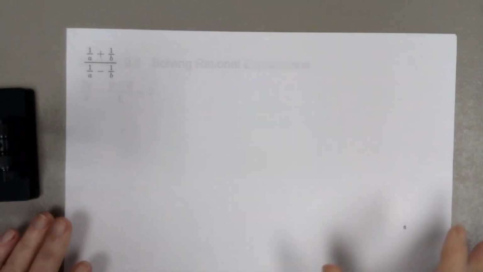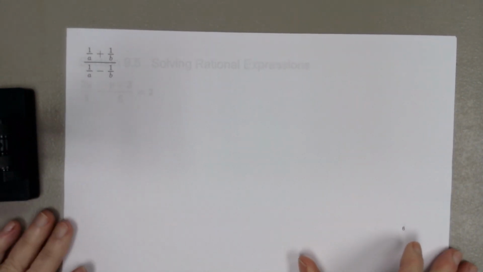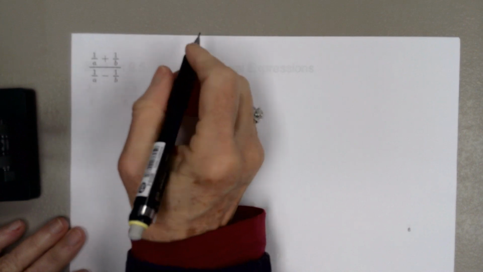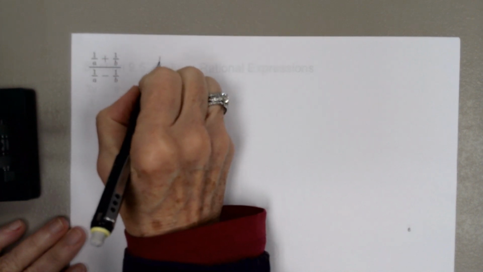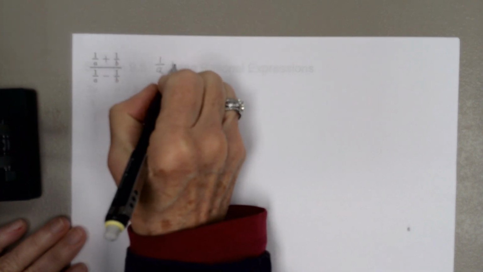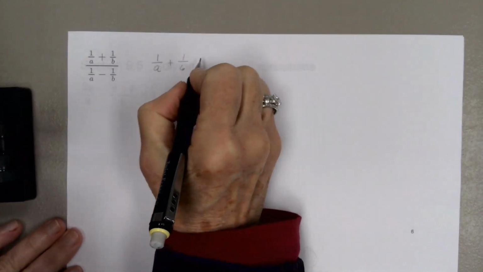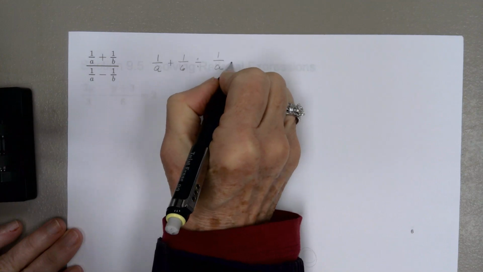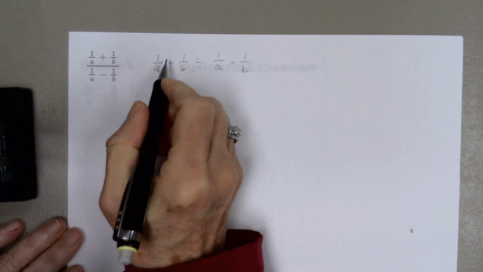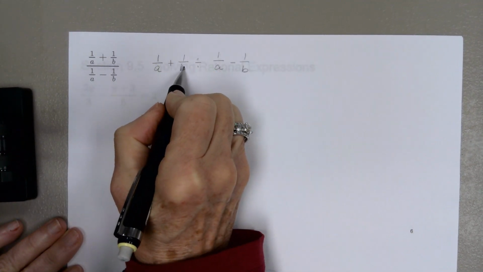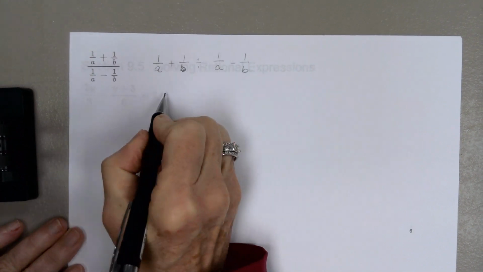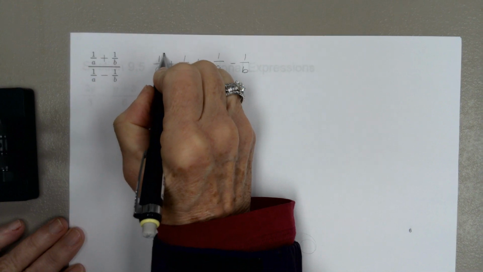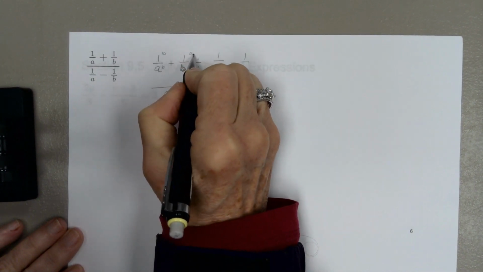This one is written almost as a fraction within a fraction. So I'm going to have to address the top first, and then I'll address the bottom. If you want to go ahead and write it horizontally, you can do that. So I need a common denominator there, which is going to be AB. This one is missing the B, and this one is missing the A.